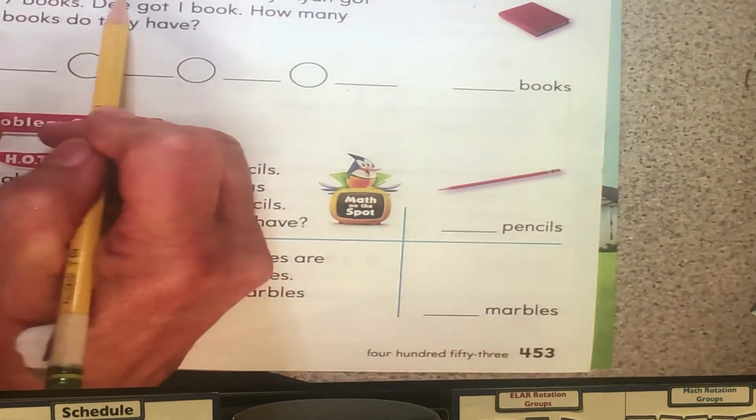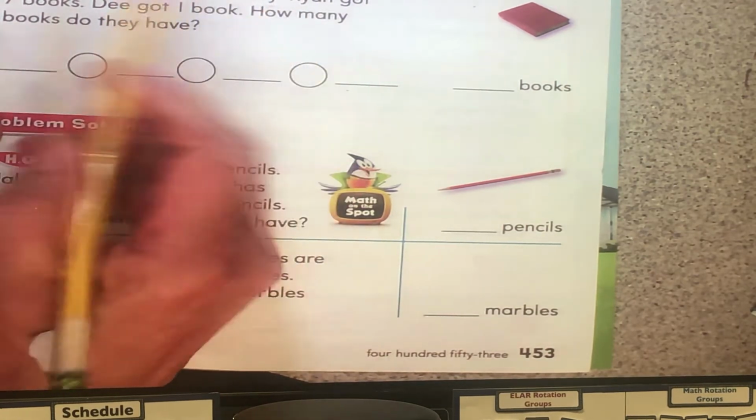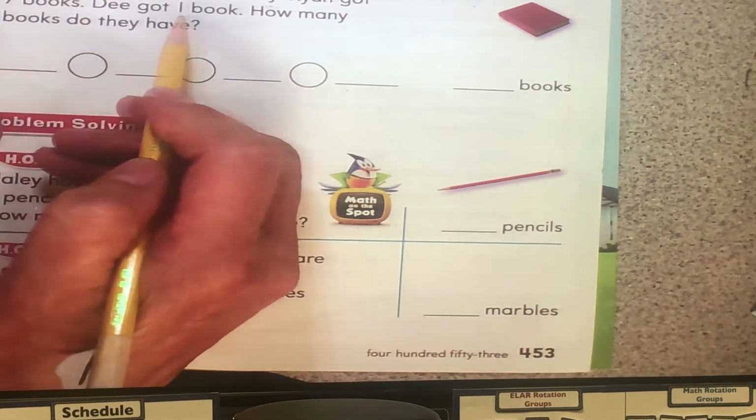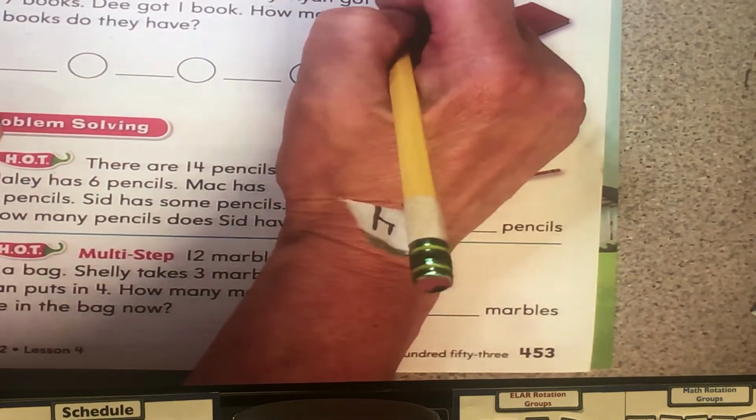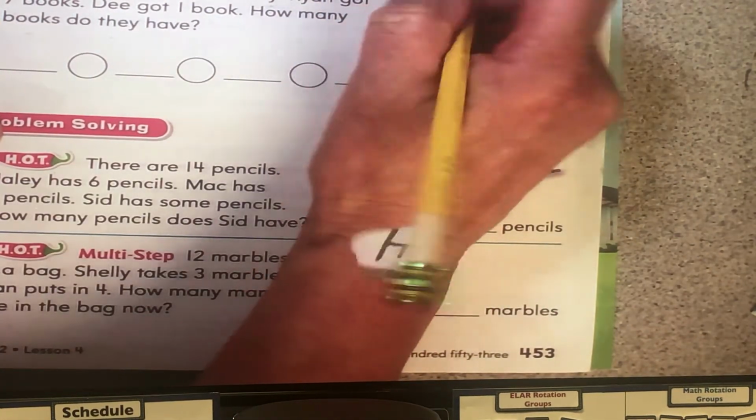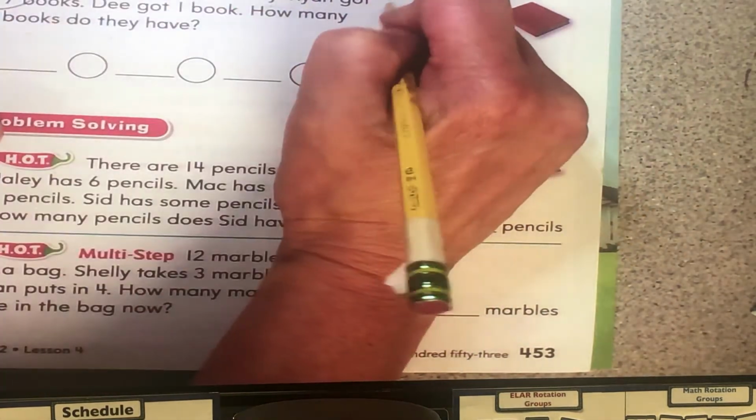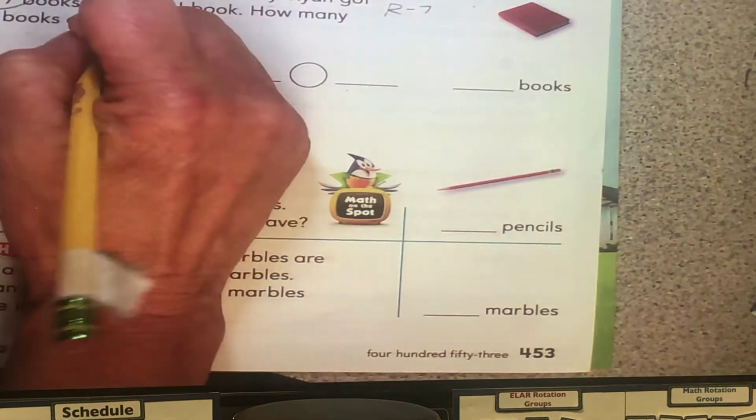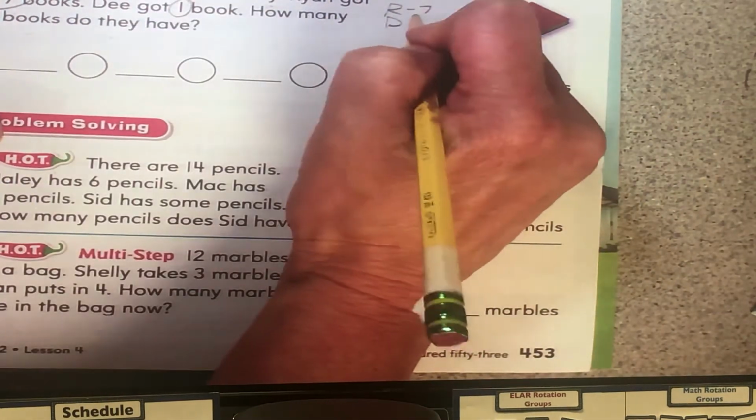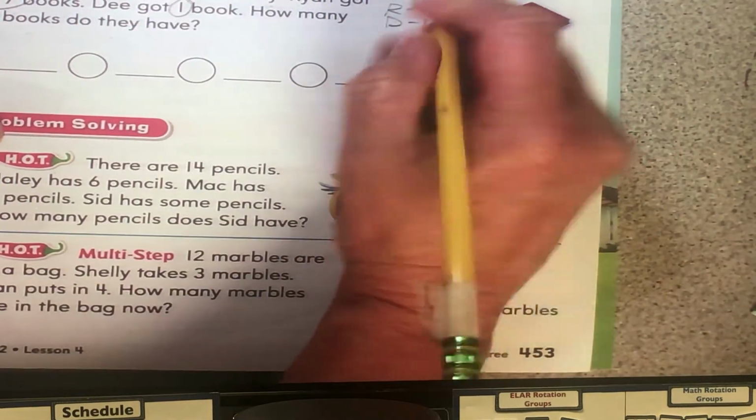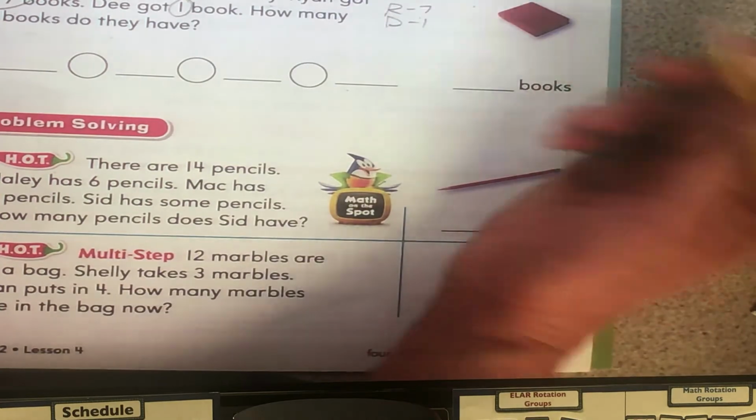Al got 8 books at the library. Ryan got 7 books. Dee got 1 book. How many books do they have? Well, what's our information? Al got 8. Ryan got 7. And Dee got 1 book. Let me draw that 10 frame.